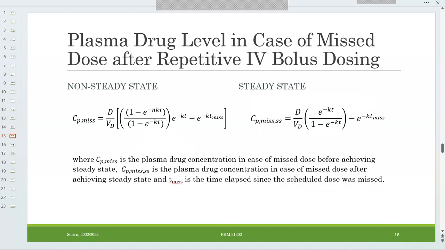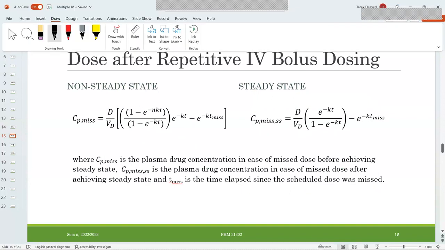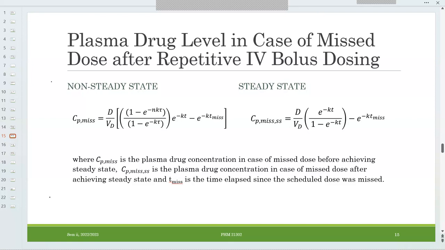Okay, here also another probability of plasma drug concentration is if the patient, for example, missed one dose after taking multiple doses. So can you calculate the plasma drug level? If you remember that we mentioned that with the administration of multiple doses, then the concentration is going to keep increasing till it will reach a steady state concentration where the range will be fixed, Cmax and Cmin will be stable.